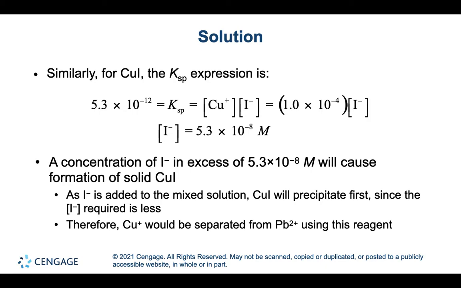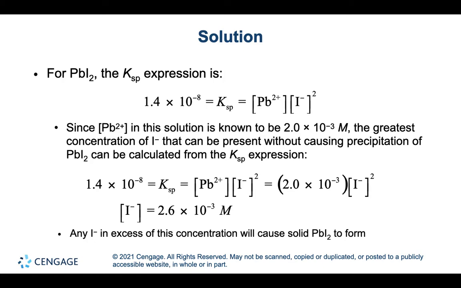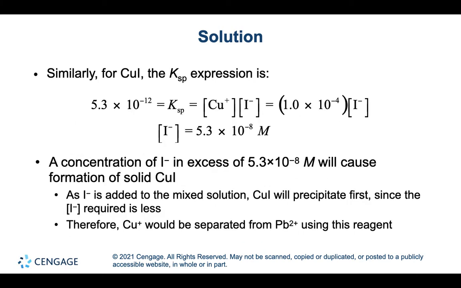Now doing the same calculation for the CuI, the copper 1 iodide, Ksp 5.3 times 10 to the minus 12, the copper is 1 times 10 to the minus 4. The iodide would need to be 5.3 times 10 to the minus 8 in order to start precipitating. So 5.3 times 10 to the minus 8 is a lot smaller than 2.6 times 10 to the minus 3. That's like 5 powers of 10 different. So this would tell us that as we slowly, gradually add I minus to the solution, it's the copper ion that's going to precipitate first, leaving the lead ion in solution.